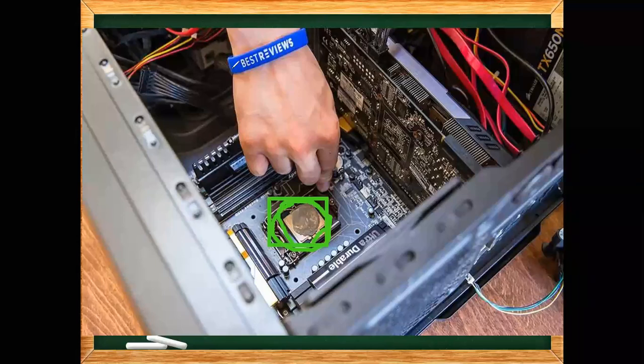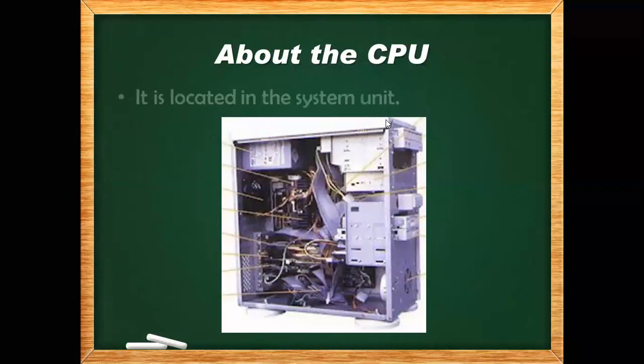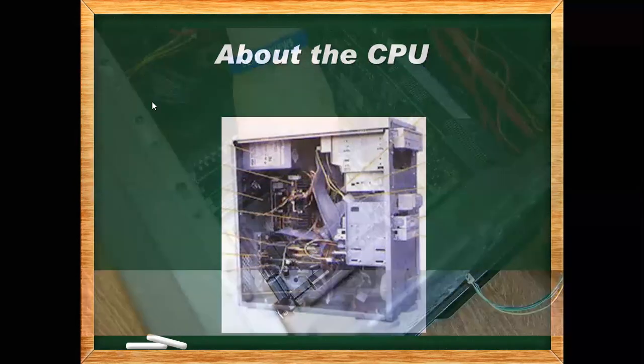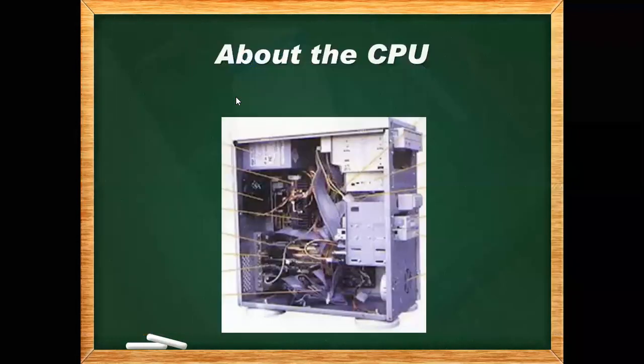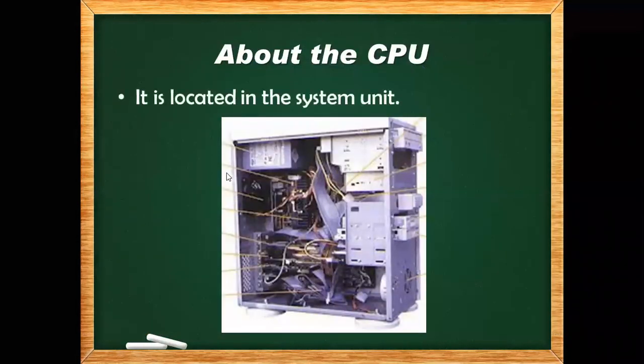Okay, let's move towards the next one. In the next point, it is located in the system unit. What is located in the system unit? The chip, the microchip, the microprocessor. In the last picture, we saw the microprocessor, this one. This one is located inside the system unit. So the microprocessor is small.